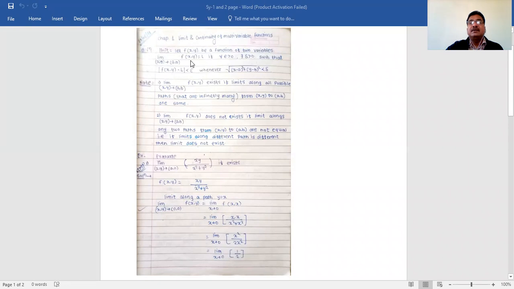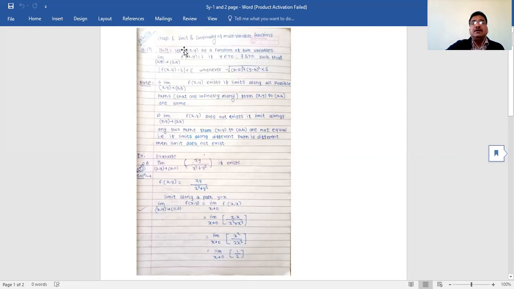Then we say the limit of f(x,y) as (x,y) tends to (a,b) is L if for every epsilon greater than 0 there exists delta greater than 0 such that |f(x,y) minus L| is less than epsilon whenever root of (x minus a) squared plus (y minus b) squared is less than delta. So this is the definition of the limit of a two variable function.